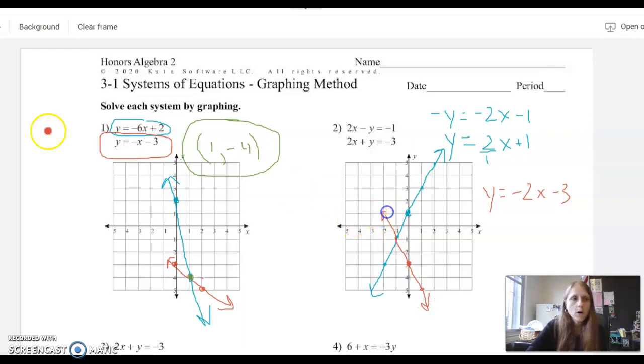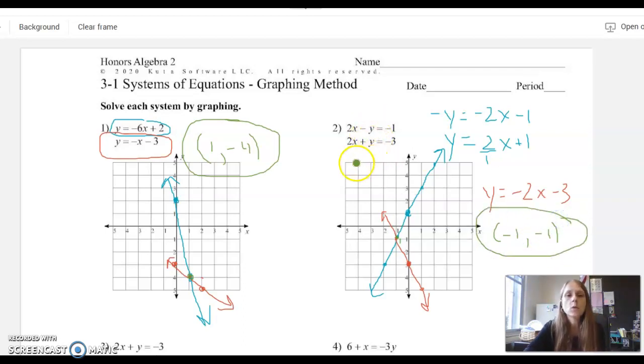So just like before, my answer then would be their point of intersection, which would be -1, -1. So my answer is -1, -1. So that is the x and y value that I could plug into both of these equations, and it would make both of the equations true.